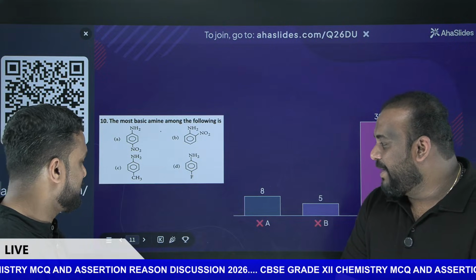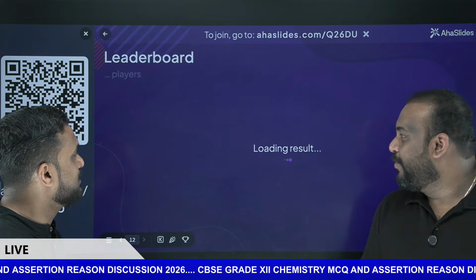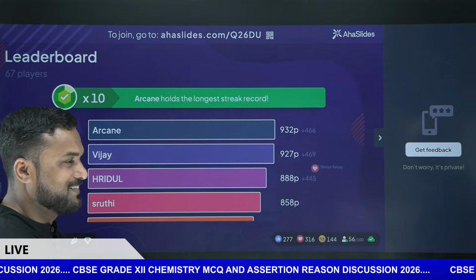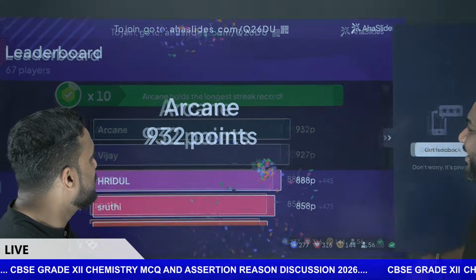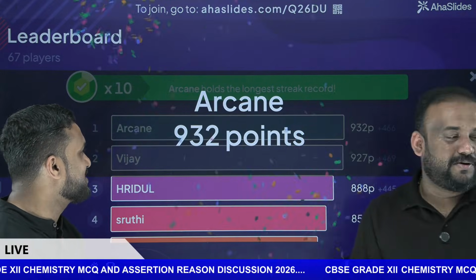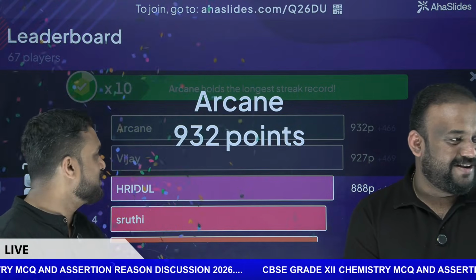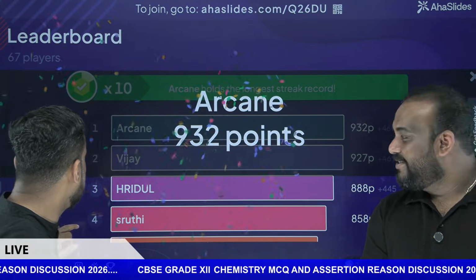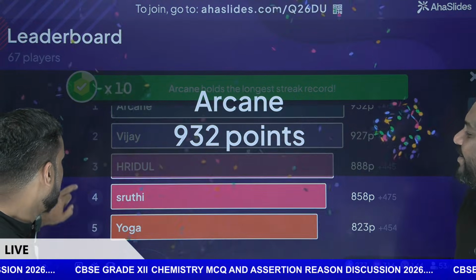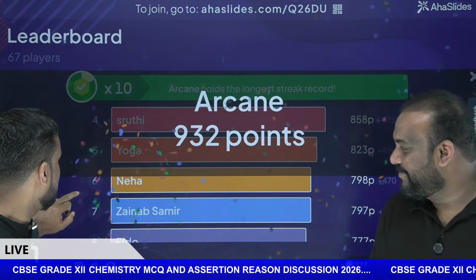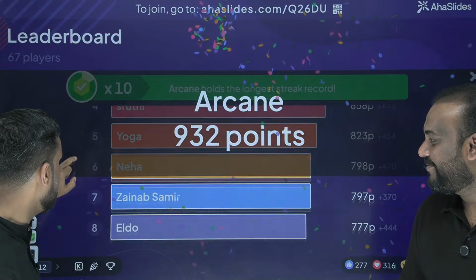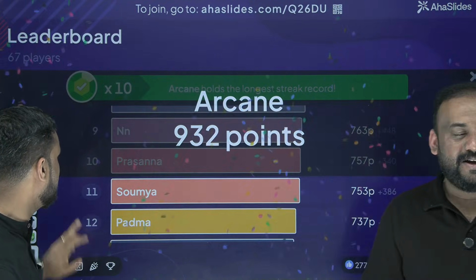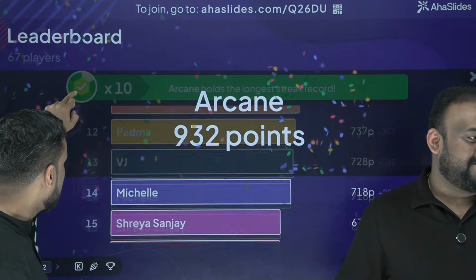Anyway, I think we can check the leaderboard, the scores. Who is on top? The same person is maintaining the same position. Good, well done, congrats. Hridul came to the third place, Vijay is in the second place, and Shruti is in the fourth place. Yogasri is there, Neha is there, Zainab is there, Eldo is there. Prasanna is in the 10th position. Good, well done.